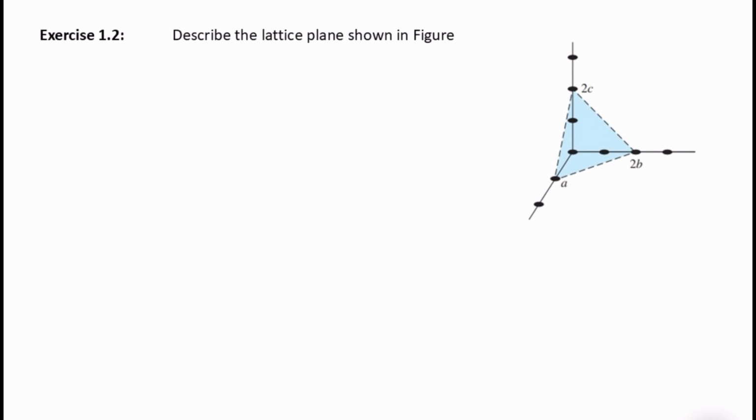To describe this plane using Miller indices, that is the HKL plane, we have to follow these steps. First, identify the intercepts with each axis. The plane intersects the A axis, that is the x axis, at A, the B axis, that is the y axis, at 2B, and the C axis, that is the z axis, at 2C. These points are crucial as they help define the orientation of the plane.